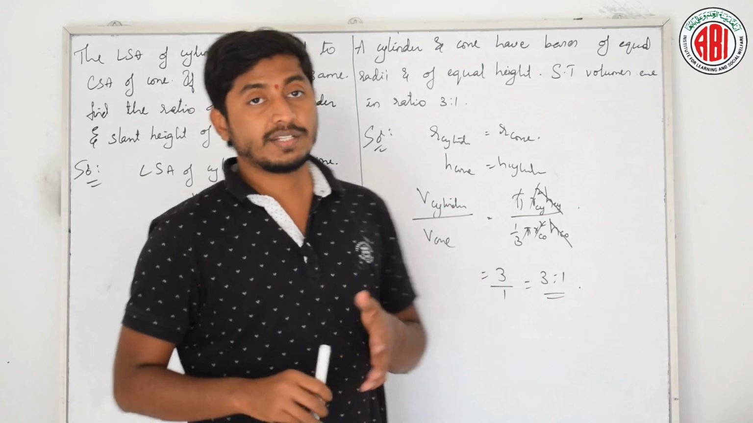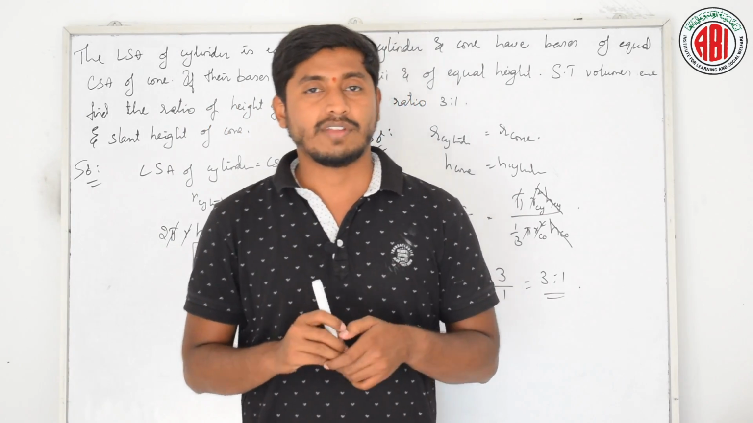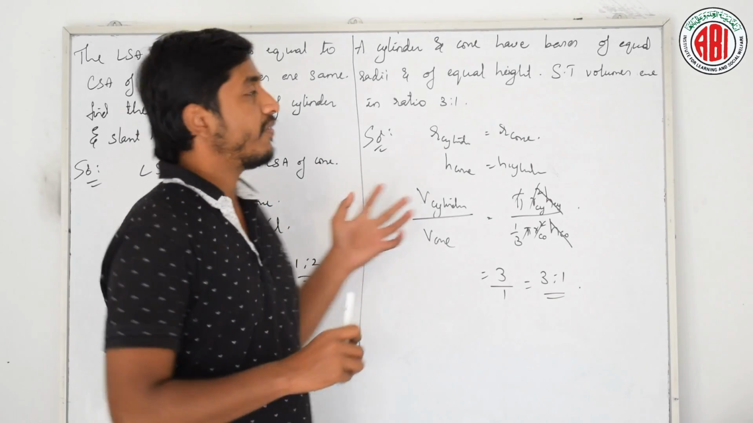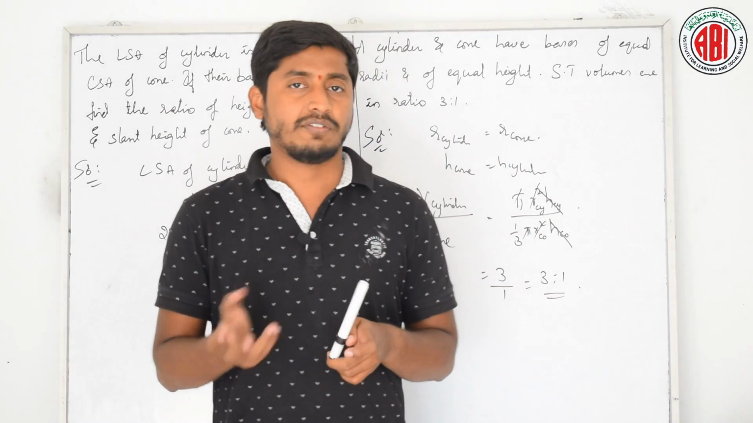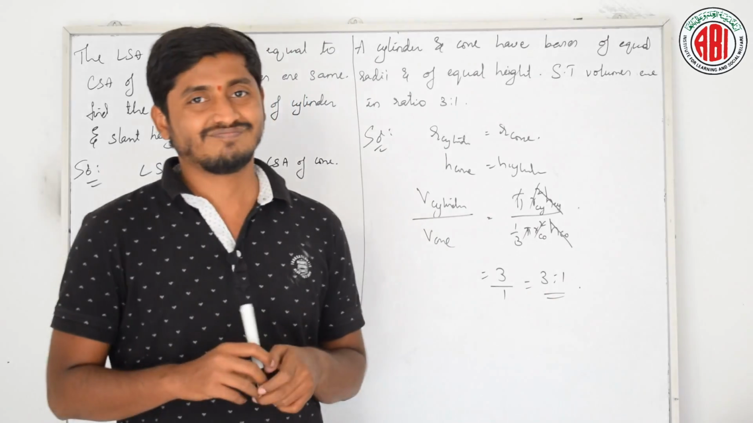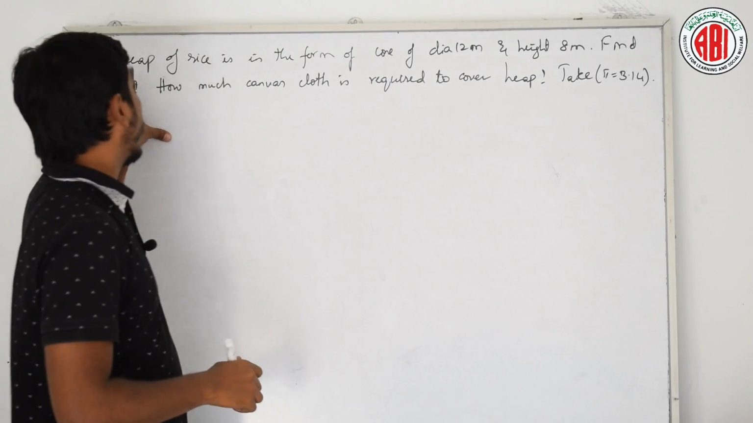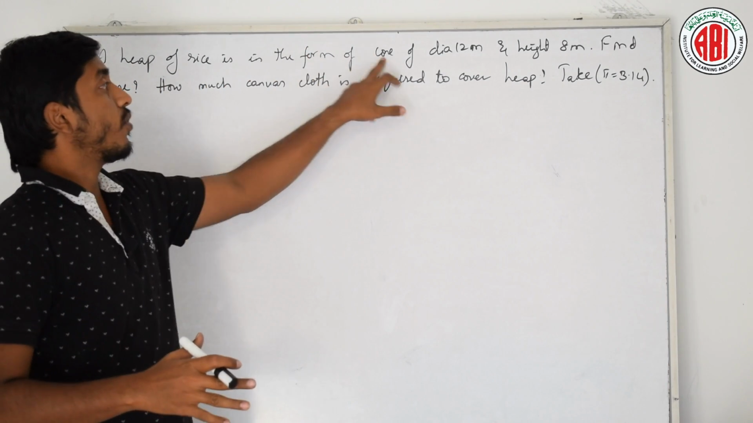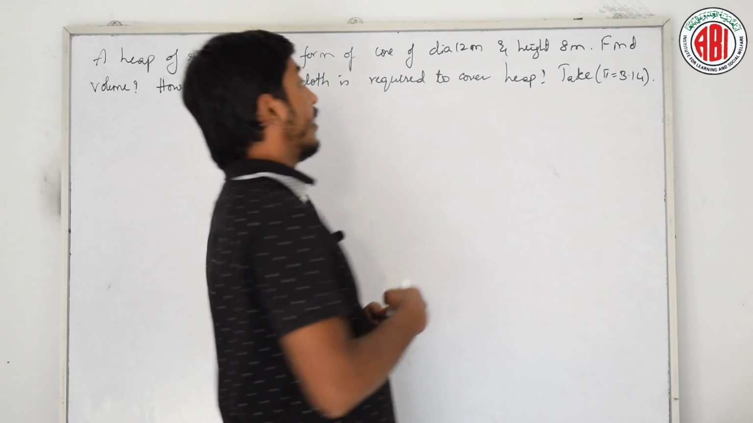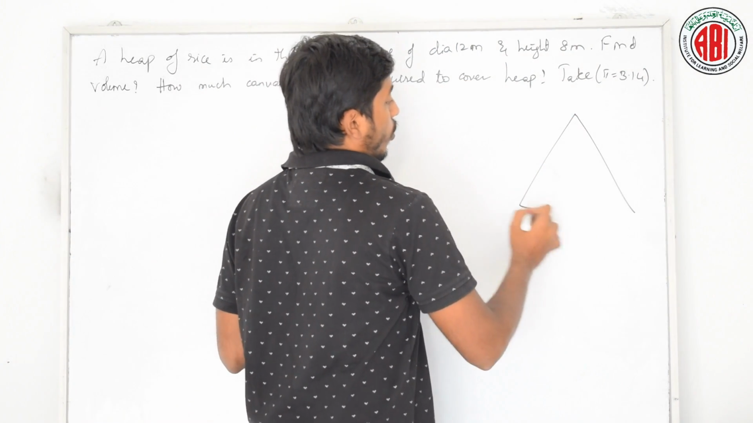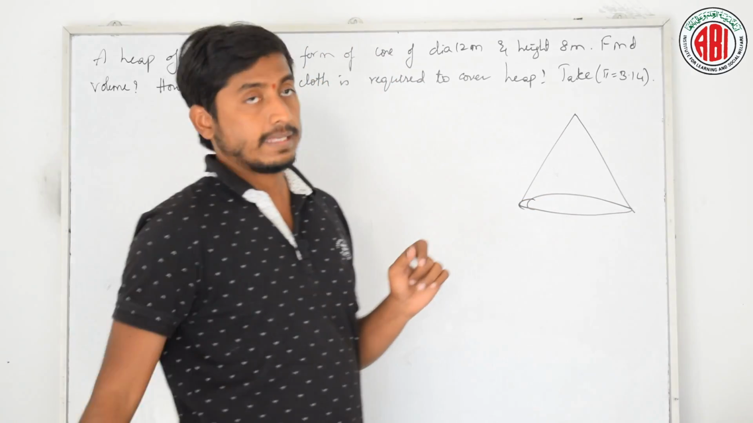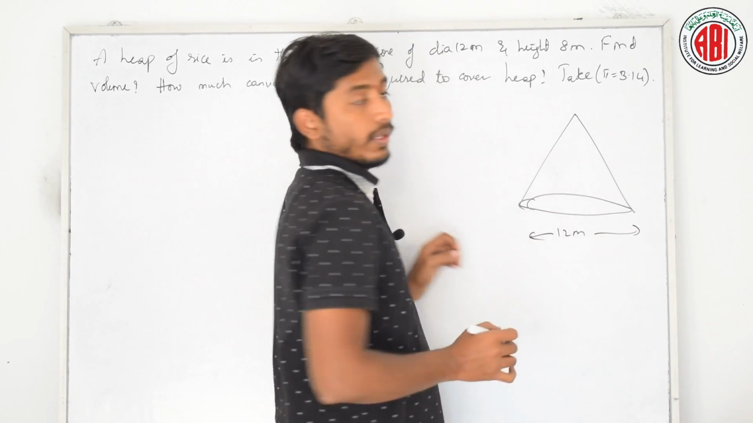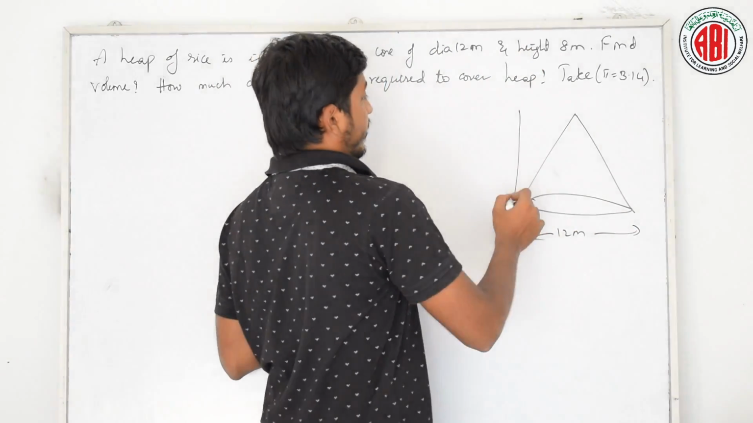Is it clear? Is this problem easy to solve? What do we have to remember? We have to remember the basic formulas. Till now we have done only cone and cylinder, right? Shall we do a few more problems of that? Let's do the next question. He is talking about a heap of rice. A heap, that is a collection of rice, is in the form of a cone with a diameter of 12 meter and a height of 8 meter.